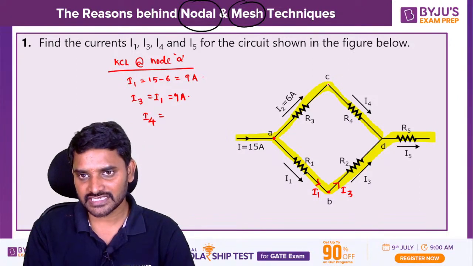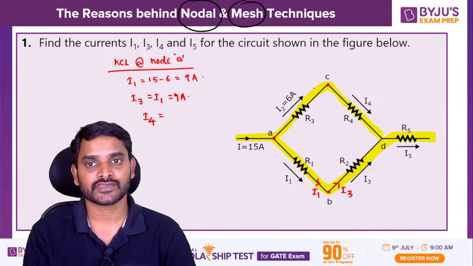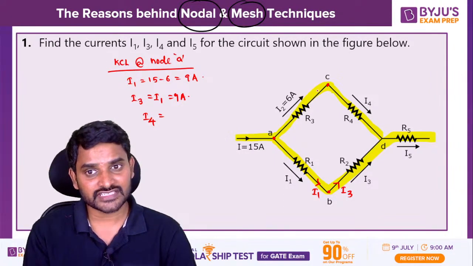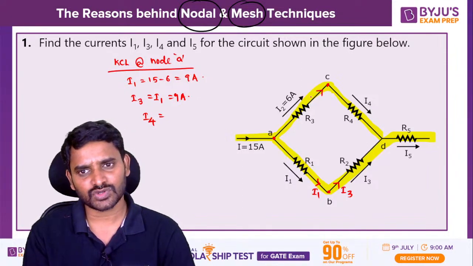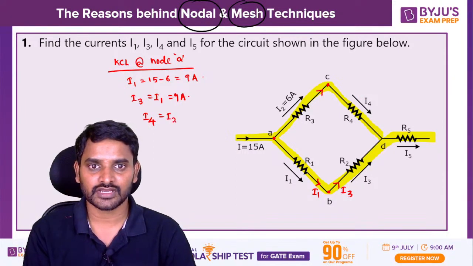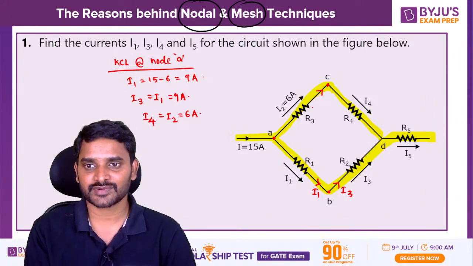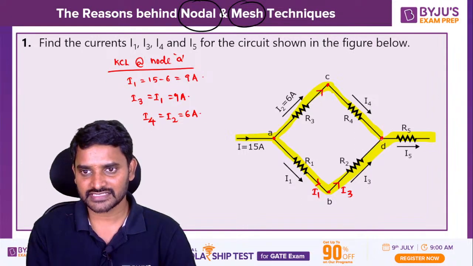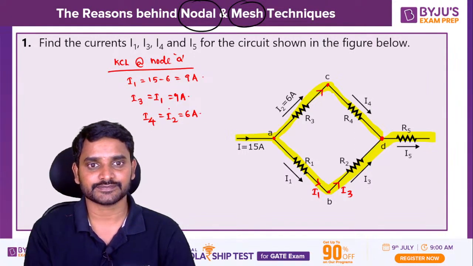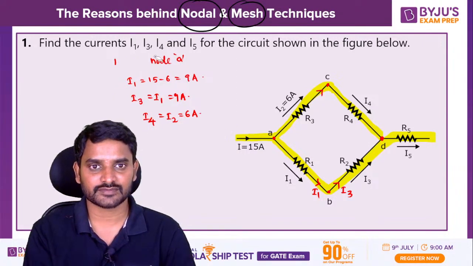I4 is the current leaving from junction C, or simple node. The current entering at node C is 6 amperes, that is I2. Whatever current enters at node C has to leave from node C. So I4 is equal to I2, which is 6 amperes. Now the next current is I5. I5 is the current which is leaving from junction T.